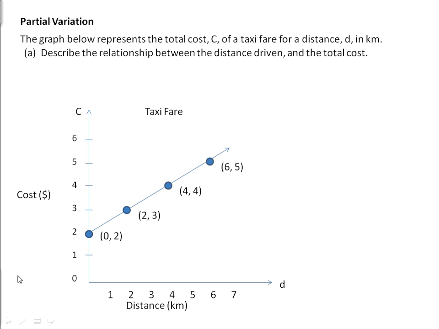The graph below represents the total cost, C, of a taxi fare for a distance D in kilometers. Describe the relationship between the distance driven and the total cost. If you take a look at the graph, you can tell that it's clearly about the cost of a taxi fare by the title, the dependent axis listing the cost, and the independent axis being the distance. So we know that cost depends on distance.